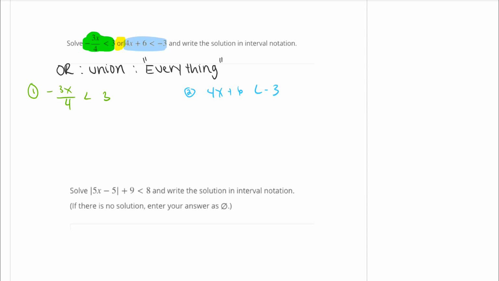So let's look at that green equation. The very first thing that I would do is multiply by 4 on both sides to get rid of the fraction. So I would have negative 3x is less than 12. Now I would divide by negative 3 on both sides. And 12 divided by 3 is negative 4. And because I divided by a negative number, I'm going to change the direction of the inequality. So now I have that x is greater than negative 4. Now looking at the blue equation, I'm going to go ahead and subtract 6 from both sides.